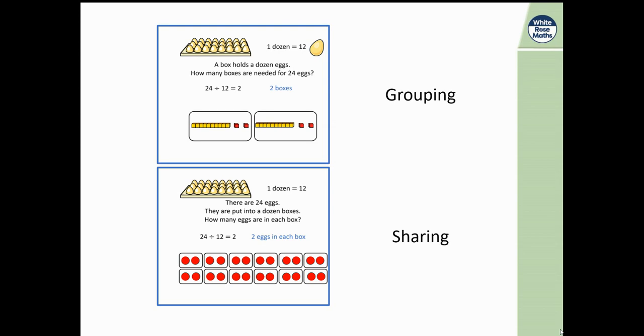So 24 divided by 12 is 2, and then we've got 24 divided by 12 is 2 also. But in the top case, we're talking about 2 boxes, and in the bottom case, we're talking about the eggs, aren't we? There are 2 eggs in each box.